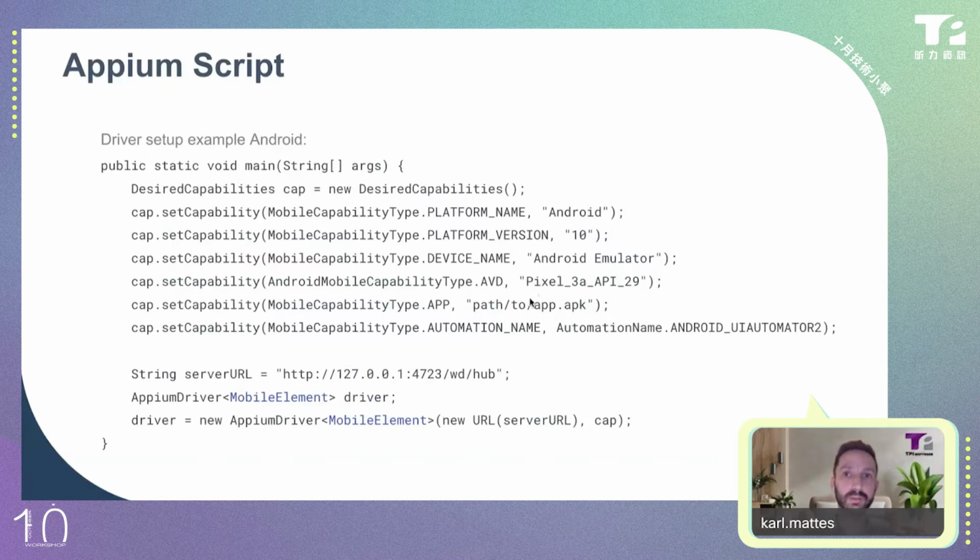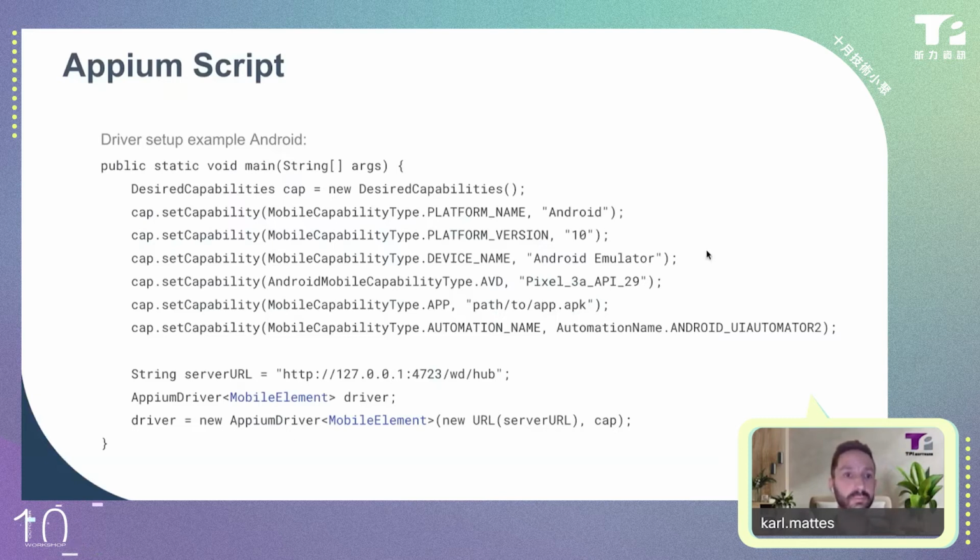We provide the file of the application, an APK file, and we can also set our automation name here. As mentioned before, there are two active automation technologies on Android, Espresso and Android UI Automator 2. So if we want to choose a specific one, we can also set that here. And then again, same procedure. We're setting the server URL and use that to set up our Appium driver.